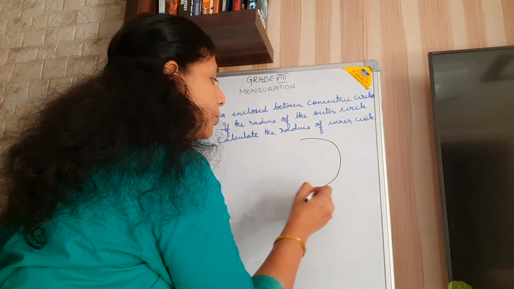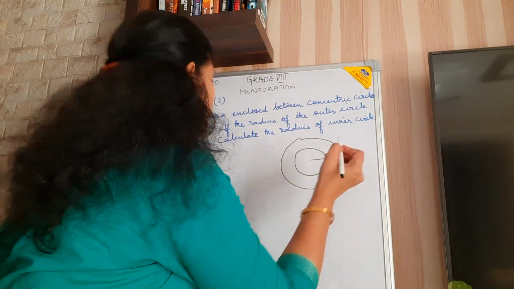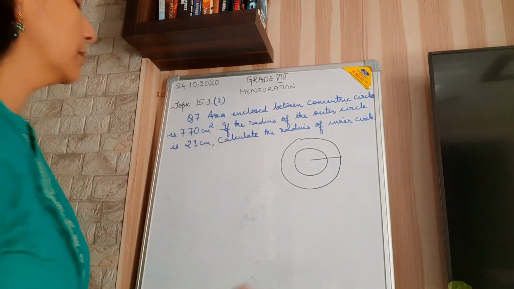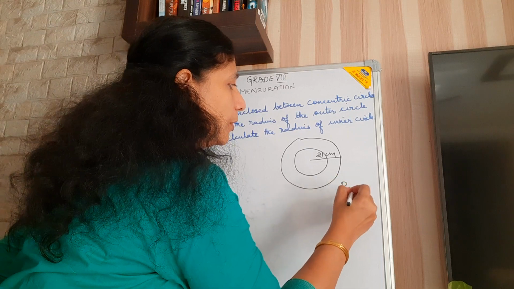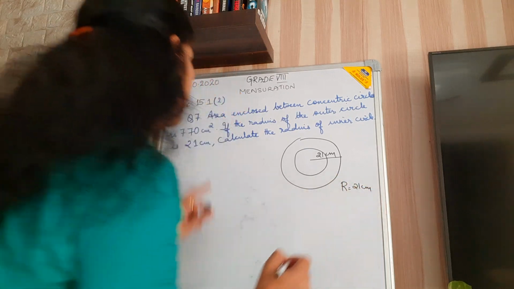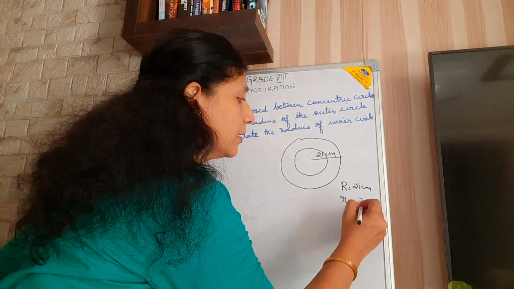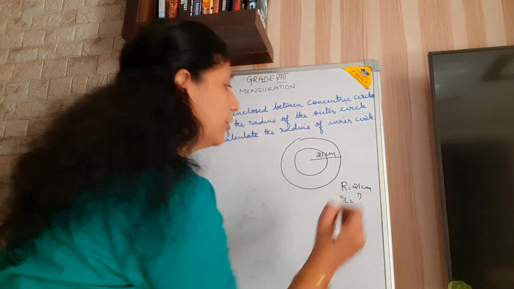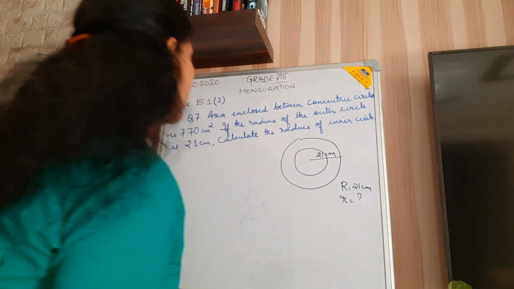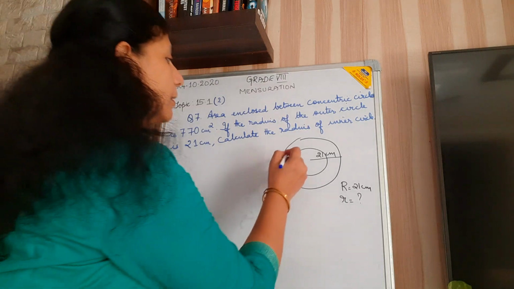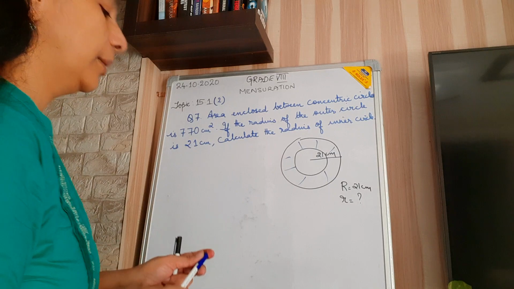So here we are having two circles, and the outer circle has a radius of 21 centimeter. So capital R I am taking as 21 centimeter, and we have to calculate the radius of the inner circle. The inner circle radius I am taking as small r. This you have to find out. And what is given? The area enclosed between the two concentric circles is given as 770 centimeter square.